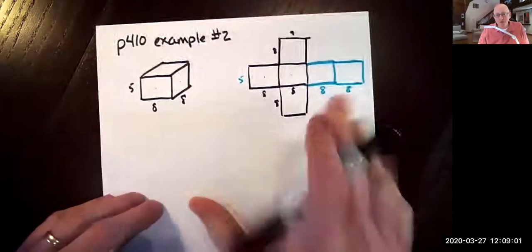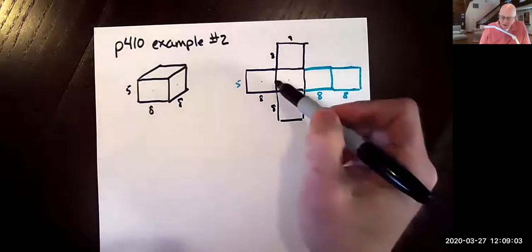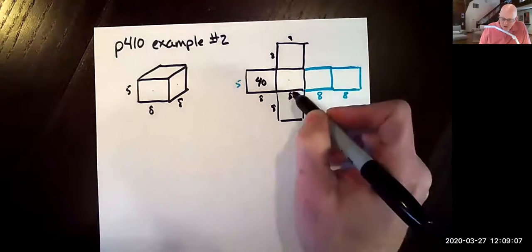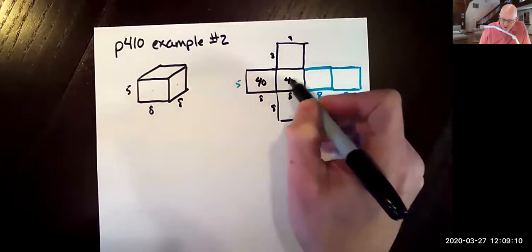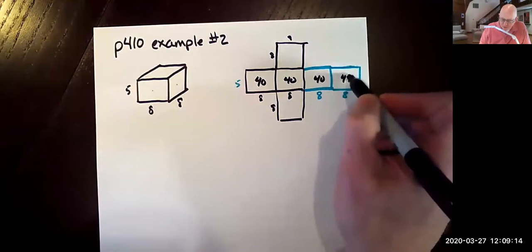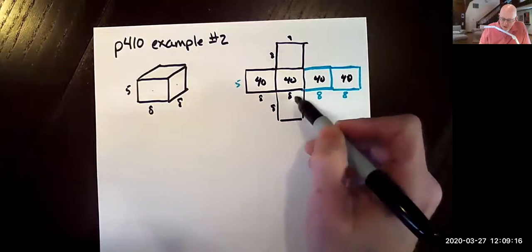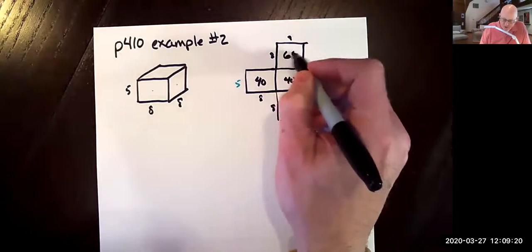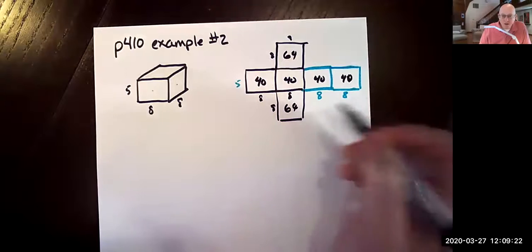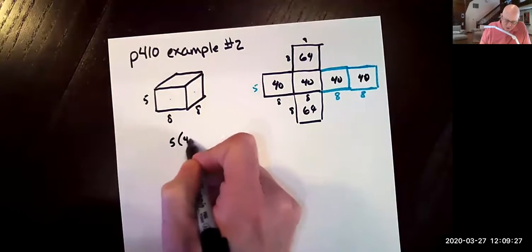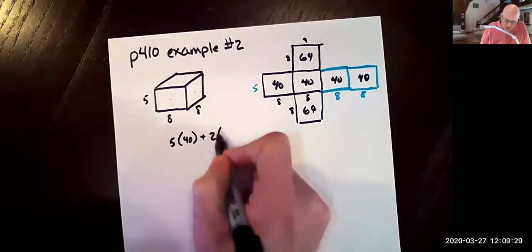And then I want you to fill out the areas of these different pieces. So the area of this rectangle that's 5 by 8 is 40. The area of this rectangle that's 5 by 8 is 40. The area of this rectangle is also 40. And this one's 40 as well. And then this rectangle, which is the bottom, and this rectangle, which is the top, are both 64 because they're 8 by 8. And then I want you to show, maybe, 4 times 40 plus 2 times 64.